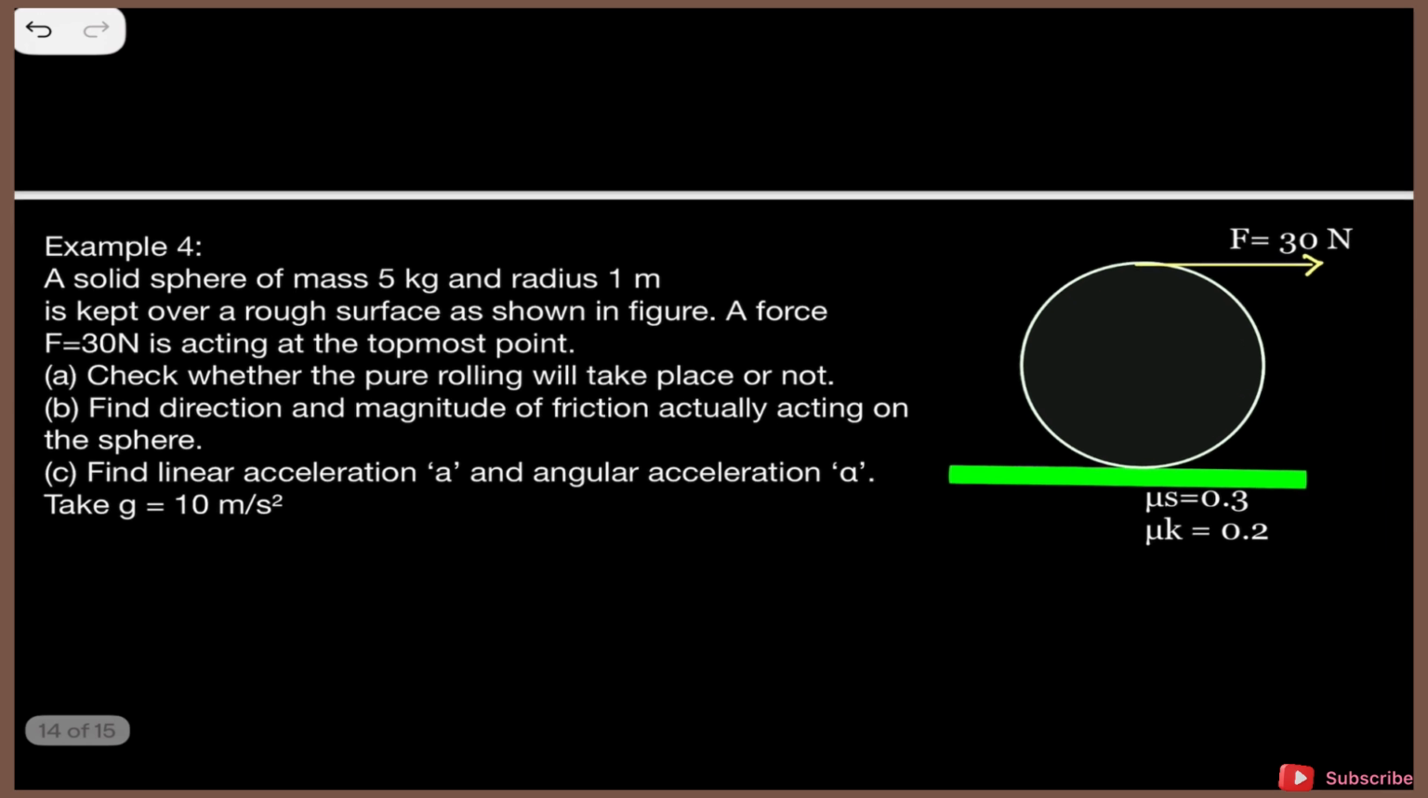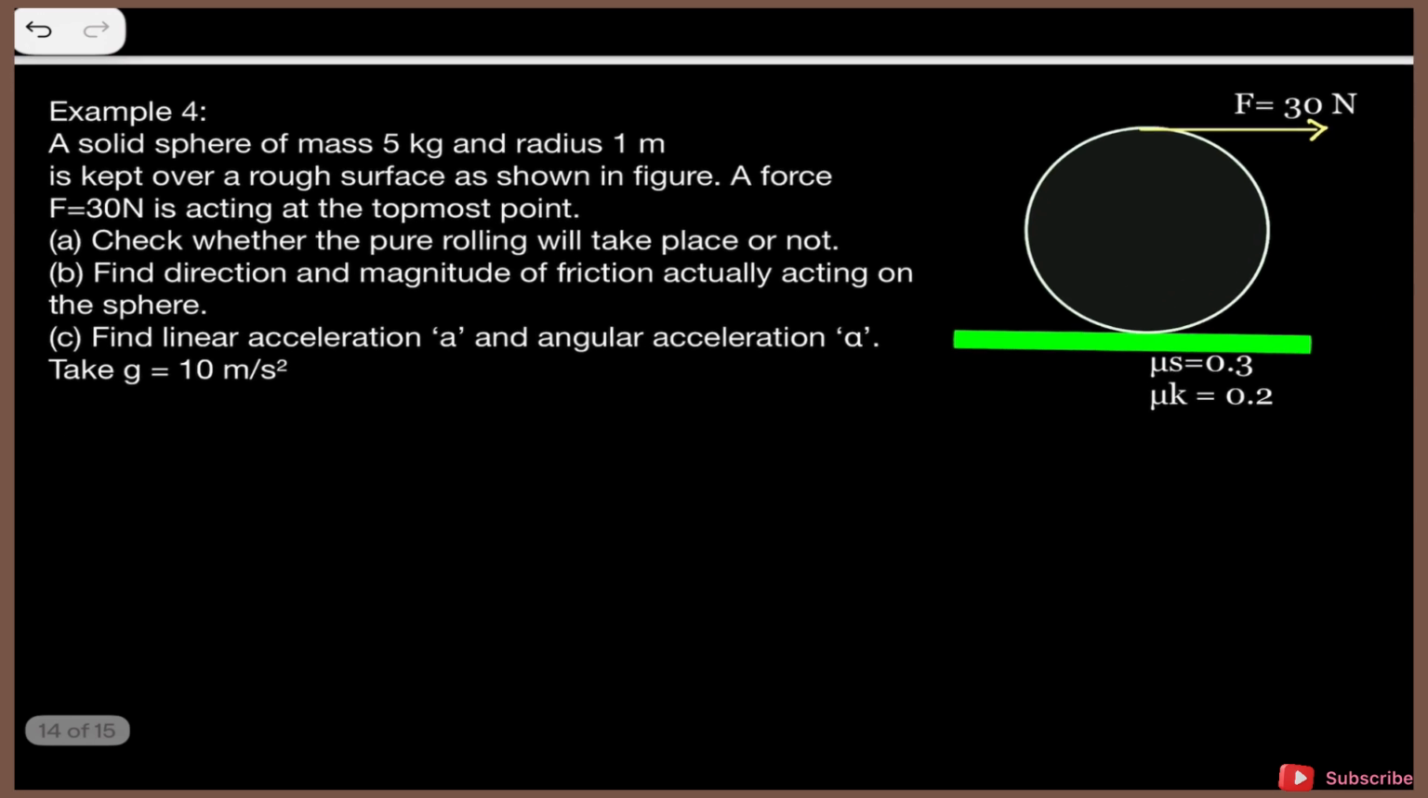So let's move to our example number 4. Example number 4 is a little lengthy, but it's worth understanding to strengthen our concept. This is a very good example. It says a solid sphere of mass 5 kg and radius 1 meter is kept over a rough surface. That's why the coefficients of friction are given, because it is a rough surface. A force of 30 Newton is acting, as given in the diagram, at the topmost point. Check whether pure rolling will take place or not.